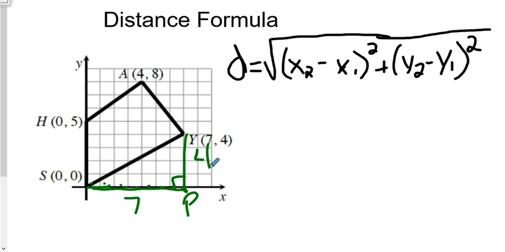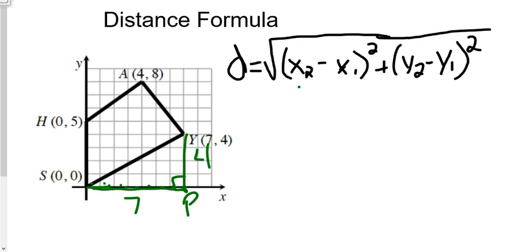Right? Now I have a right triangle. I know two of the side lengths, and I want to find the length SY, so I could use the Pythagorean theorem. Okay, so it's basically an application of the Pythagorean theorem, and then we've solved for the missing side, which we usually call C. We just replace it with the letter D.